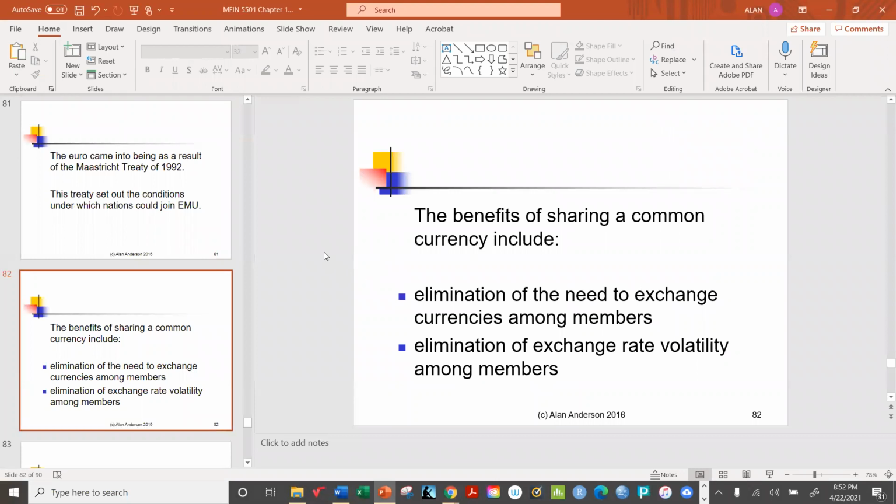Anyway, so what are the good things about having a common currency? Well, obviously, it eliminates all foreign exchange risk between the countries. It used to be that, if you did a lot of trade with each other, you were constantly having to deal with foreign exchange. And this way, we get rid of that problem. So there's no volatility, of course.